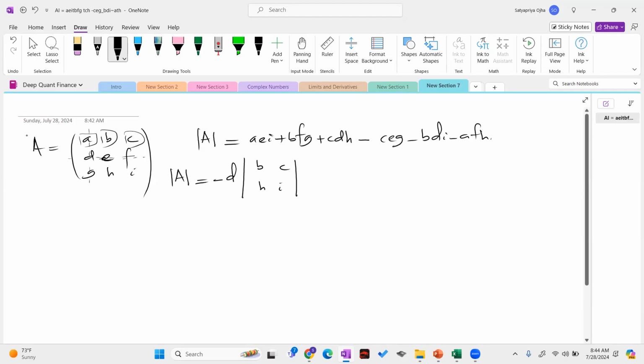Okay. If the first one is minus, you don't have to worry. The second one will be plus, right? Because, yeah. If I cover E, what do I get? A, C, G, I. And the last one would be minus again. It's alternating. Is it A, B, G, H?